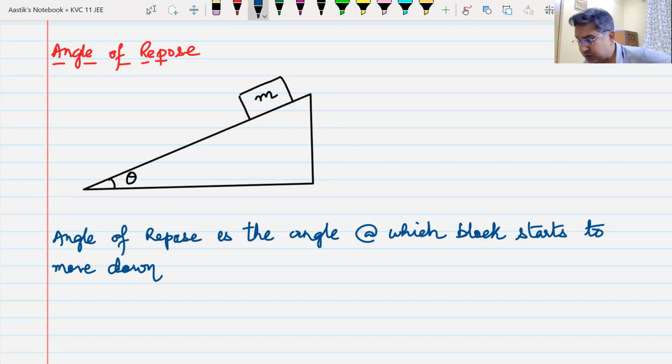Now, why does it start to move down? If we try to analyze this, if I draw the free body diagram, remember this is a rough surface. If it was not a rough surface, as soon as you make an angle of 0.01 degree, the block will just fall down. This block is rough.